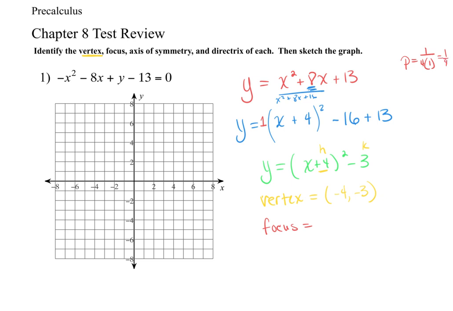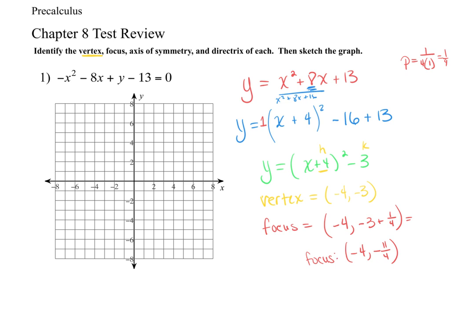So I'm going to take my vertex, I'm going to leave the -4, but to find my focus, I'm going to take that -3 and add my P, right? So my focus here is going to be -4, -12 fourths plus 1 fourth, so this is a -11 fourths there. So that is my focus.